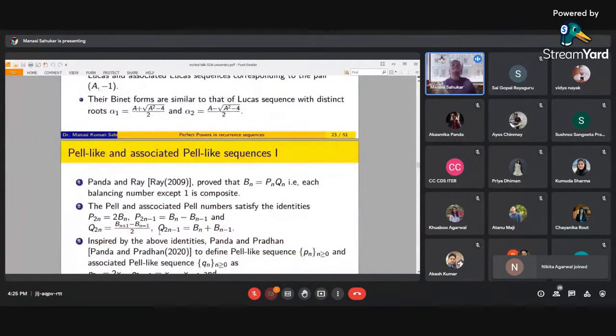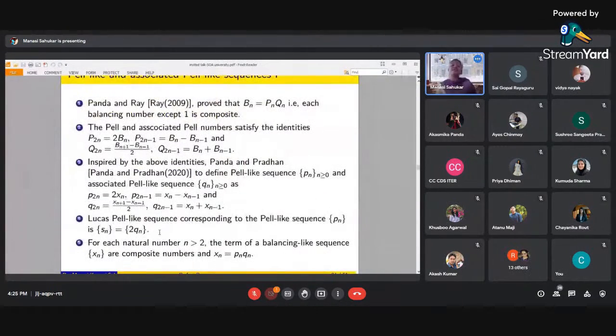If you have a balancing-like sequence, it has also been generalized to Pell-like and associated Pell-like sequences, which have the same type of relation with the balancing-like sequence. So we have generalized this.